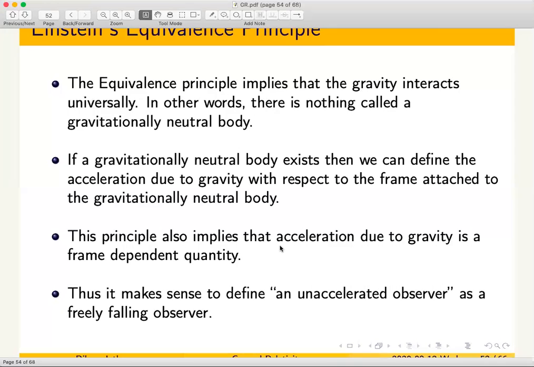As I said, this principle also implies that acceleration due to gravity is a frame dependent quantity. What we will do is choose to define an observer as unaccelerated if the observer is freely falling. So let's try to understand this freely falling observer statement.